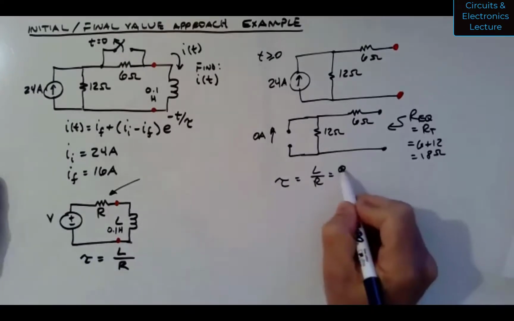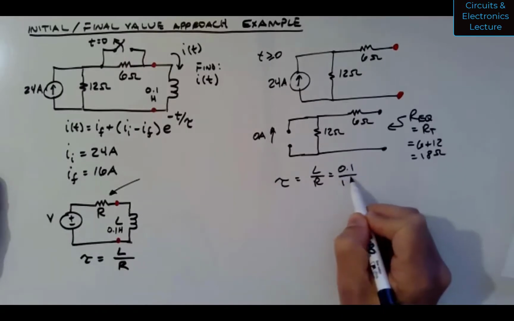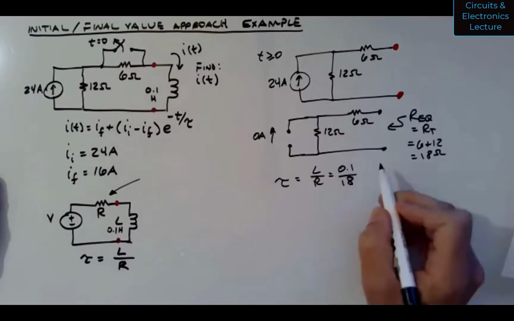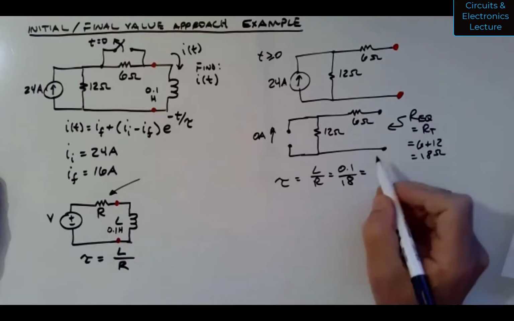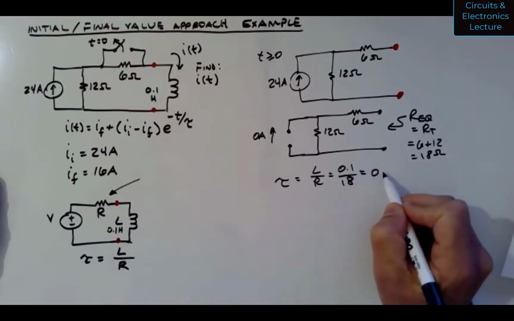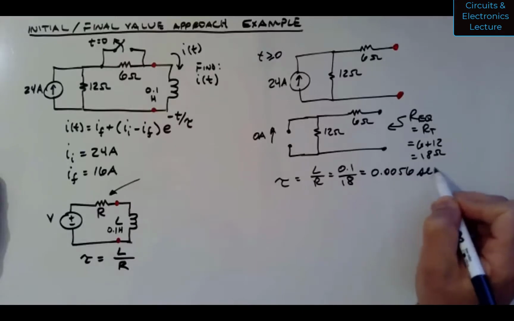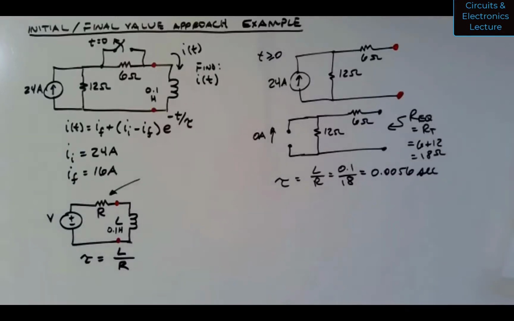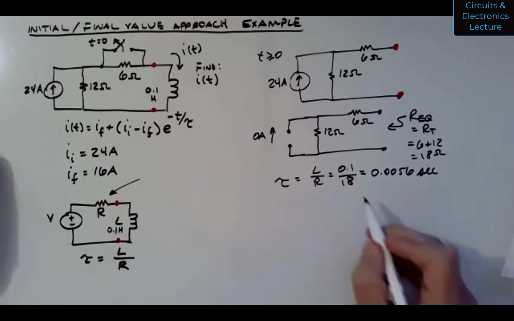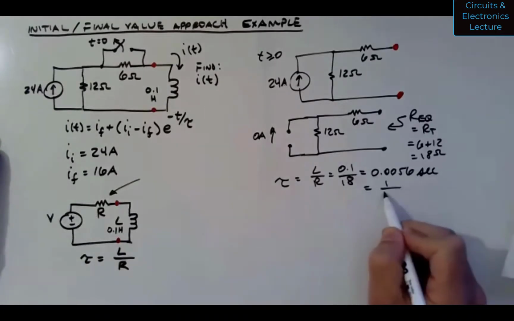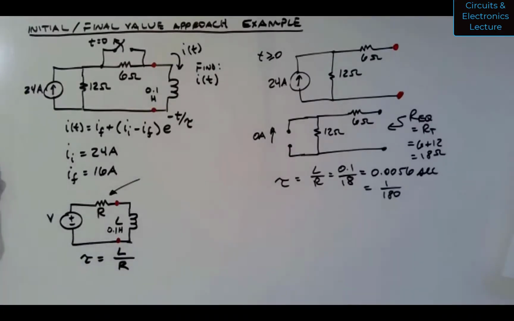So that's going to be 0.1 over 18 ohms, which, if you calculate that, is 0.0056 seconds. Okay, or let me write it this way, 1 over 180, because you'll see we have a 1 over tau in our expression in the exponential.